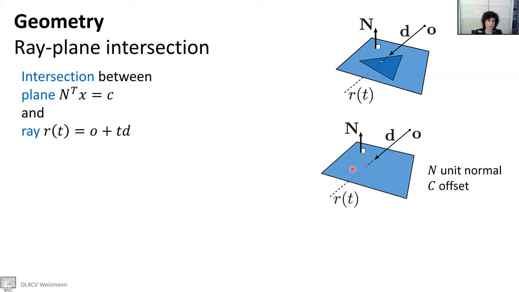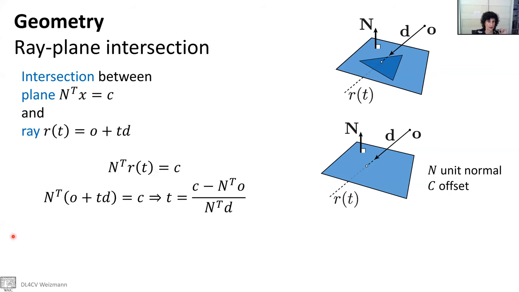Okay. How do I express a plane by the normal and a point? n transpose x equals c, where n is the unit normal and c is the offset. Very easy to express a plane. And this is the expression of the ray. So what am I going to do now? If I want to know if there is an intersection, see where they are equal. Exactly. I plug in r of t instead of x, to find the value of t, the parameter which I don't know. So n transpose r(t) equals c, n transpose (o plus t d) equals c, therefore t equals (c minus n transpose o) divided by the inner product of n and d.